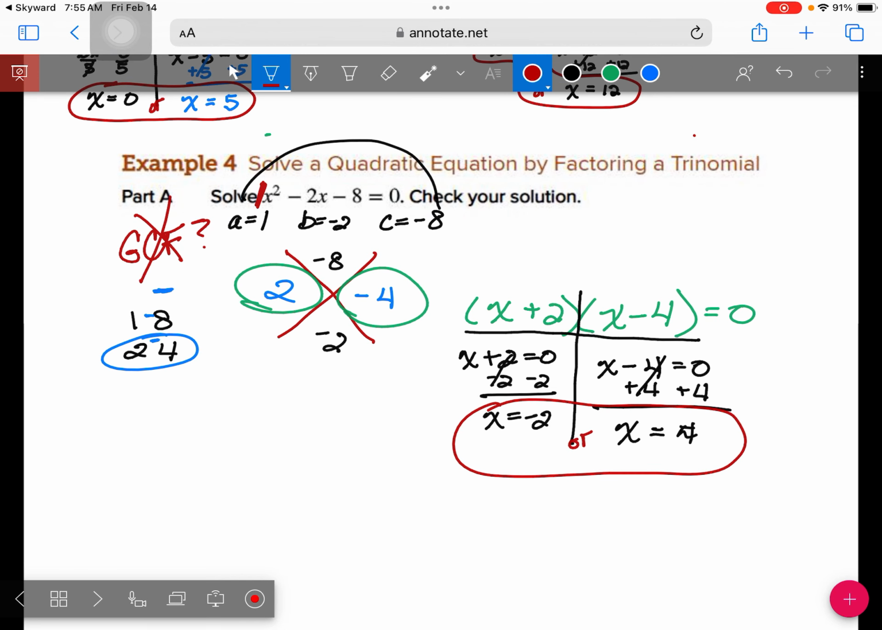Questions on that? You're just setting each of these factors equal to 0. Why are we doing that? Because again, if your answer is equal to 0, and after you factor it, one of these or both has to be 0. So you set the one factor equal to 0 and solve, set the other factor equal to 0 and solve. All right, last part.